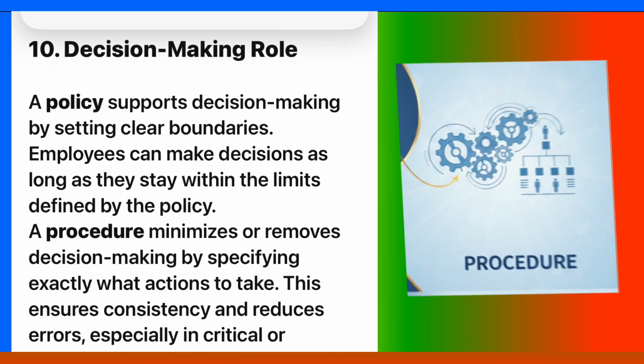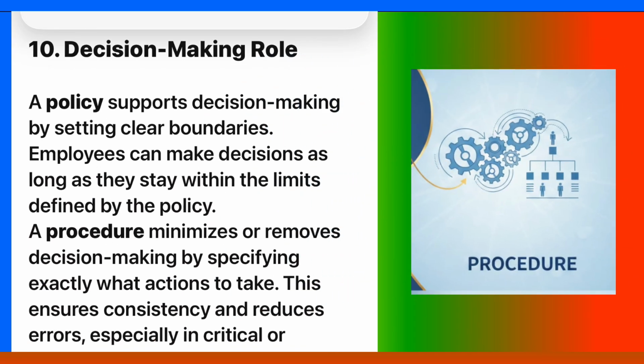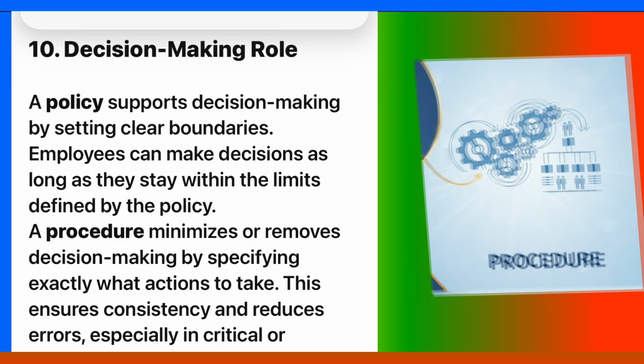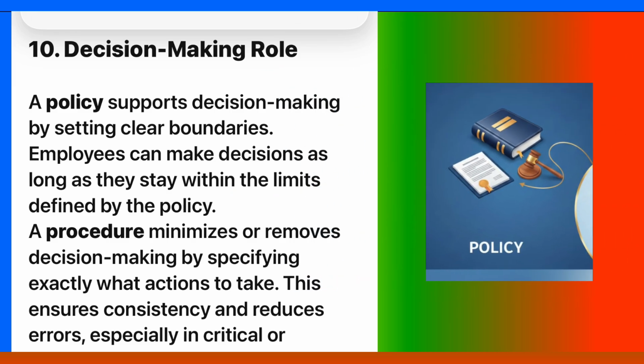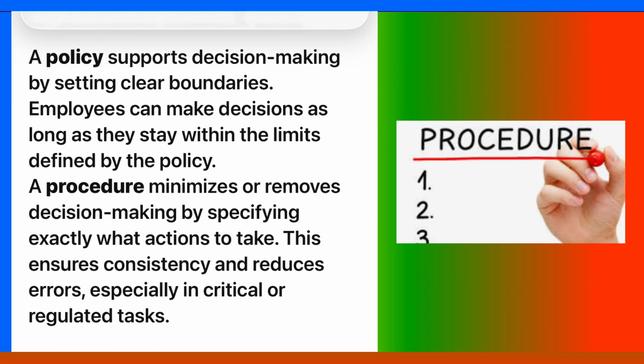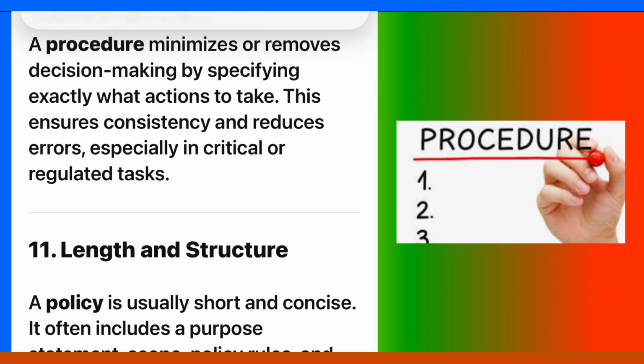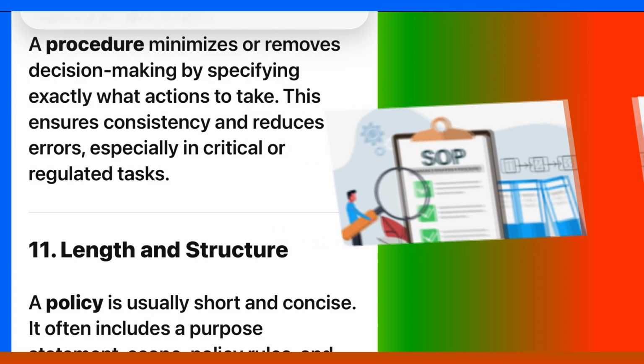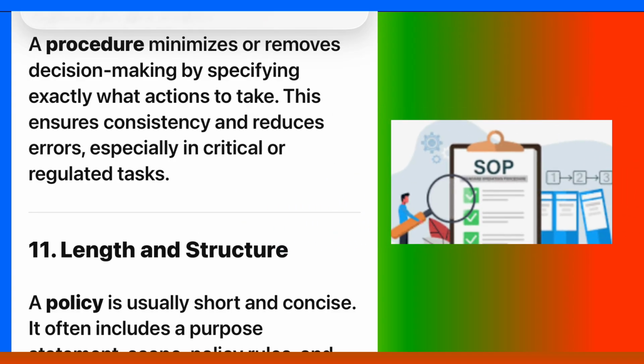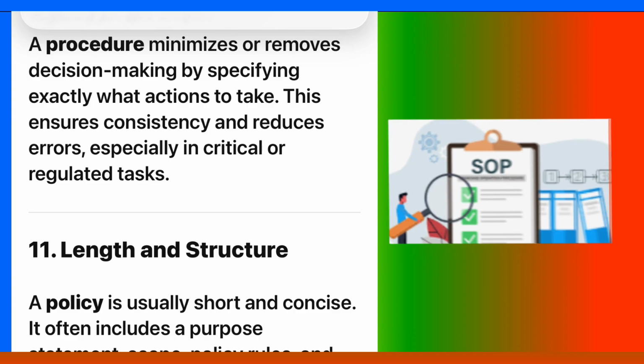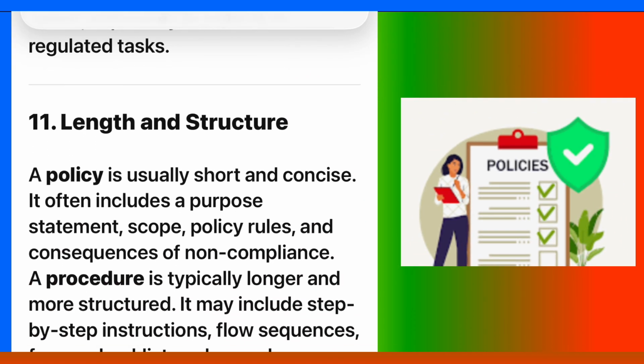10. Decision-making role. A policy supports decision-making by setting clear boundaries. Employees can make decisions as long as they stay within the limits defined by the policy. A procedure minimizes or removes decision-making by specifying exactly what actions to take. This ensures consistency and reduces errors, especially in critical or regulated tasks.